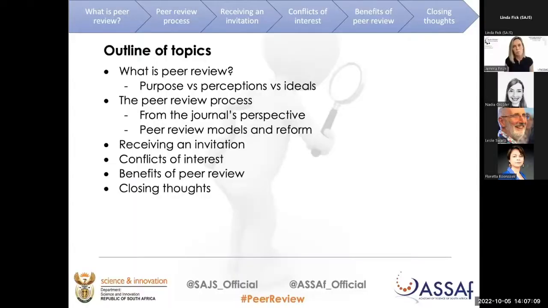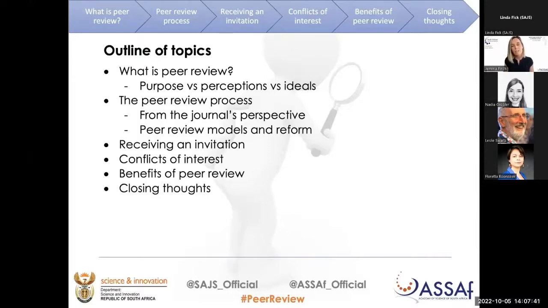Approaches to peer review that are starting to be adopted by some journals, because I think it's important, especially since we have a young audience here, to be aware of some of these new forms of peer review that are being trialed. Then I'll get to the meat of the presentation, which is what you all want to know. When you receive that invitation to peer review, should you accept? Should you decline? What are the considerations? So I'll go into that in some detail.